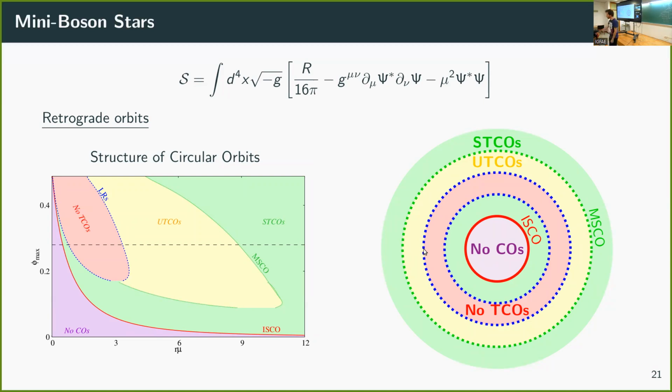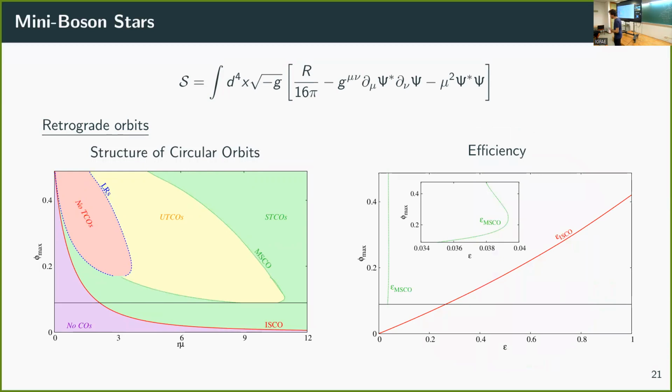So basically, it was from here that I started to see some connections and tried to prove that this actually always happens. And in fact, I proved that. If you now look at this efficiency, the efficiency at the ISCO is exactly the same as for the prograde orbits, so there's no difference.